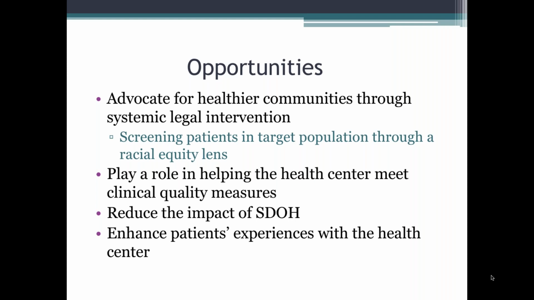We ultimately want to reduce the impact of social determinants of health and enhance the patient's experiences with the health center by addressing their legal issues. Next slide, please.